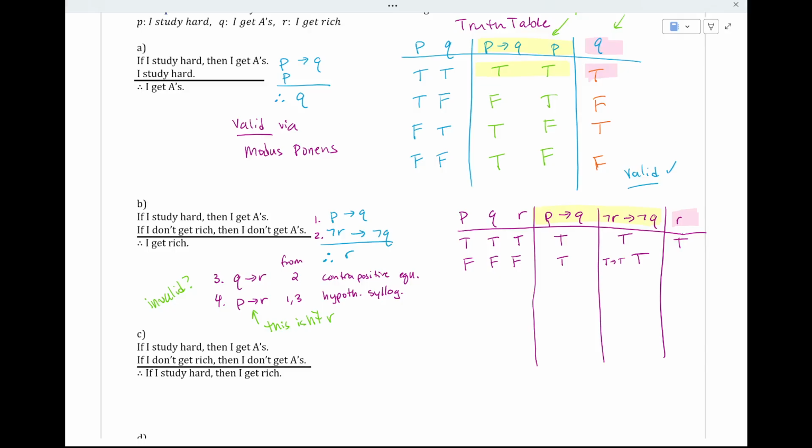So this is also true, but R is false. So here we see the row where both of my hypotheses are true, but my conclusion is false. If I'm trying to prove something is invalid, I don't necessarily need the entire table. I just need the one row, or maybe there's multiple rows, but I don't need to show multiple rows. I only need to show one row where all my hypotheses are true and the conclusion is false. So this means that this argument is invalid.